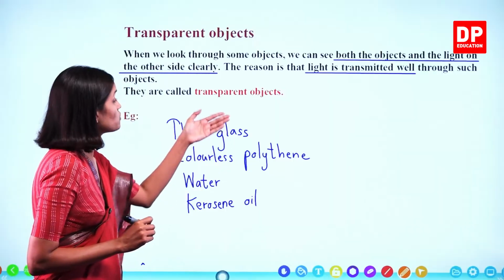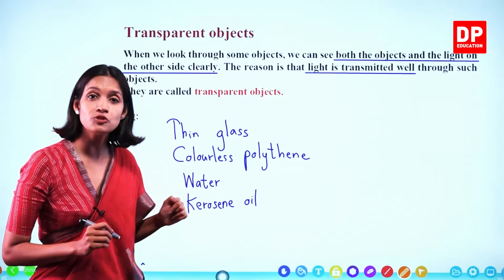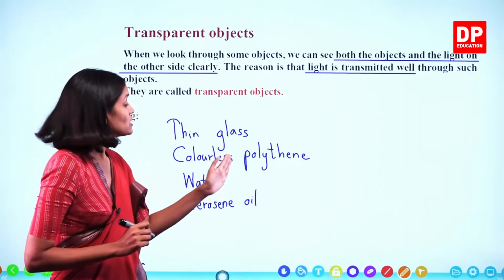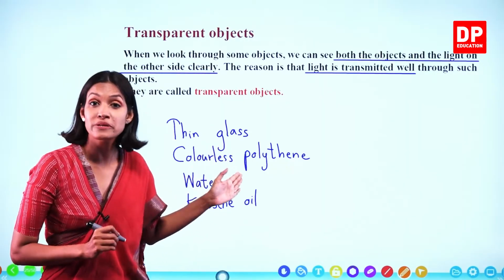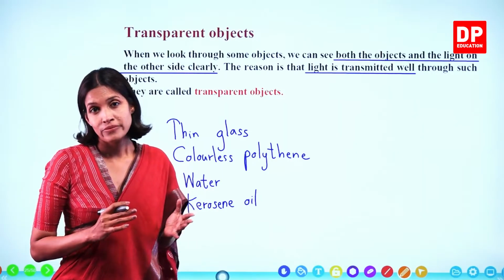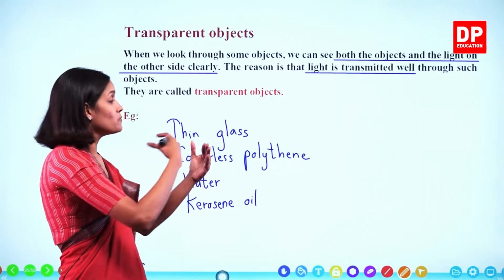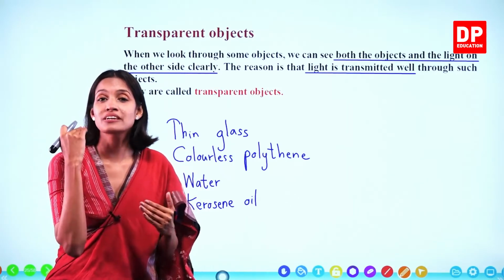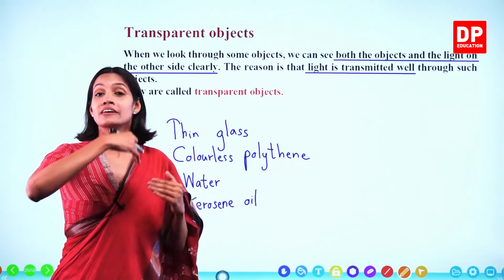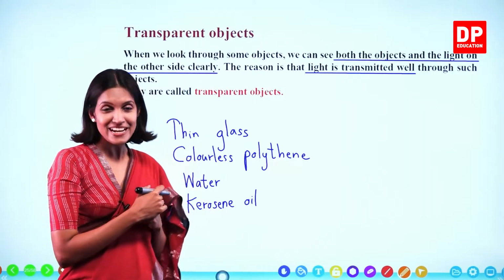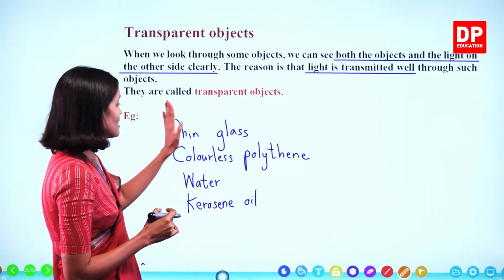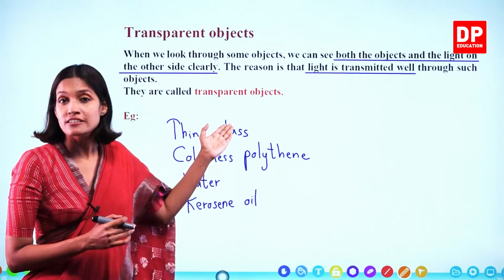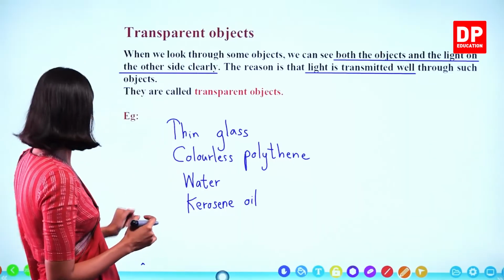Why do we call them transparent materials or transparent objects? That is because light travels through these types of materials very well. Therefore, if we place an object, let's say a candle, on the other side of the material, we can see the object through it very well, right? So thin glass, colorless polythene, water, and kerosene oil are some examples of transparent materials, right?